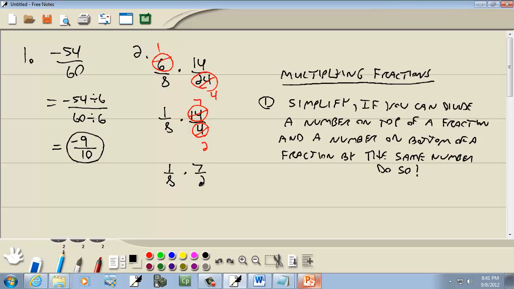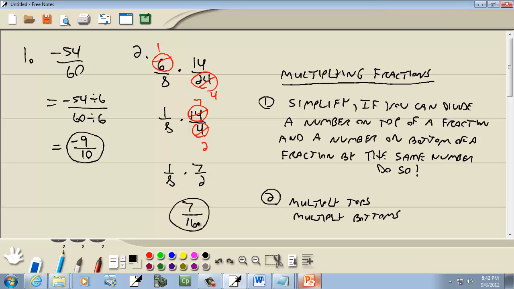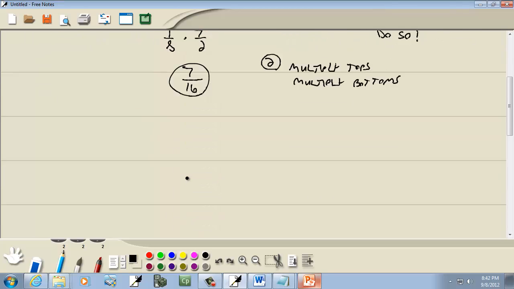Now 2 and 8 look like I could do something with those, but remember our guide: one's on top, one's on the bottom. Other than that, we don't have a rule on simplifying. So our second step: multiply the tops and multiply the bottoms. When we do this, we're going to put them into a single fraction. So 1 times 7 is 7, 8 times 2 is 16. So our answer is 7/16. If you've done a good job simplifying in step 1, you don't have any simplifying at the end on these.